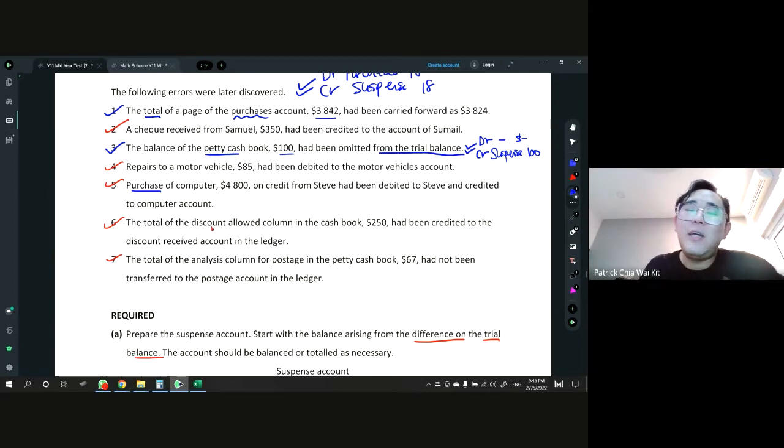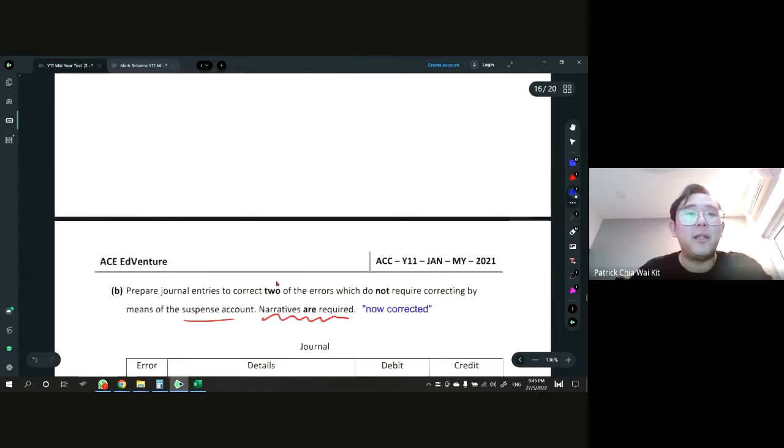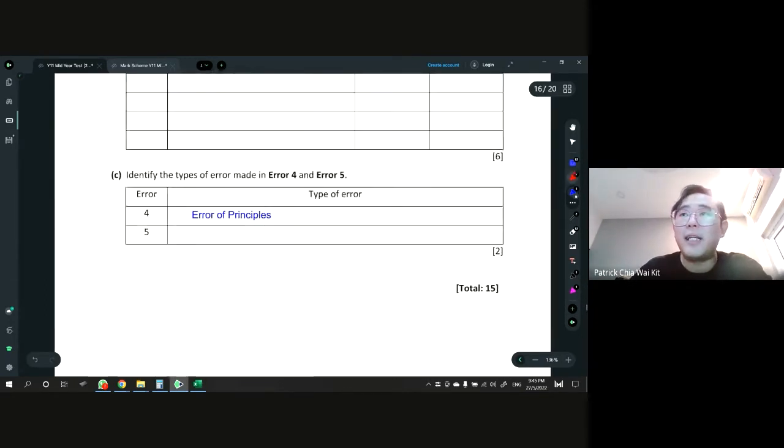But another keyword you should focus on is actually the words debited and credited. When questions like this tell you some account was debited and credited, most of the time this is a complete reversal. The wrong side, so they do a wrong side error. It's called complete reversal. Since just now they asked about error number 5, what's the name of the error, in the bottom part here? Yes, so error 5 is actually complete reversal. So let's write down error of complete reversal.